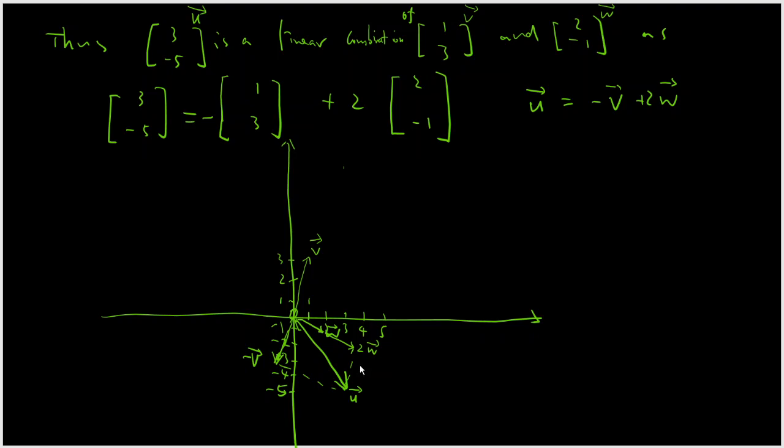Again, to illustrate this, you're going to see a very similar question on Friday. I'm going to ask you to sketch a few vectors. You sketch u, you sketch v, sketch w, and also sketch negative v and 2w, and try to identify the parallelogram. In this case, you see u is a linear combination of v and w as negative v and then plus 2w.